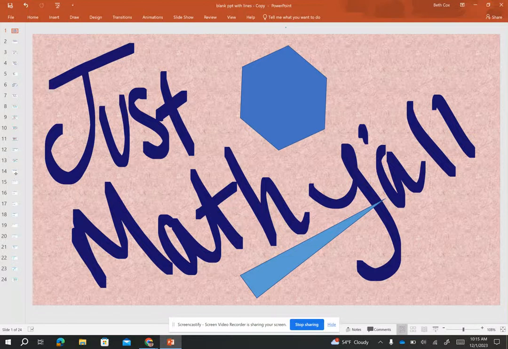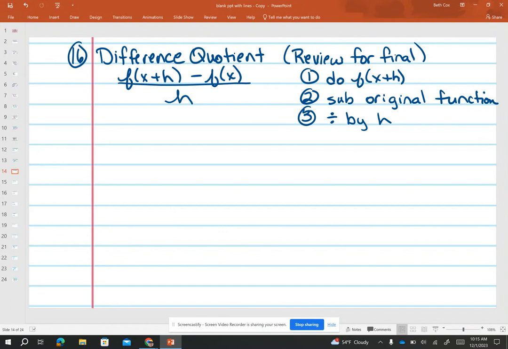Here we go again. We are on the polynomial practice test. We're on number 16, the difference quotient. Now this is a review from our functions unit. This will be on your final. You do need to remember how to do this. Okay, so for number 16, we're going to do the difference quotient.